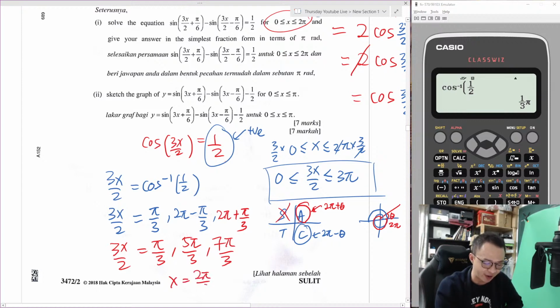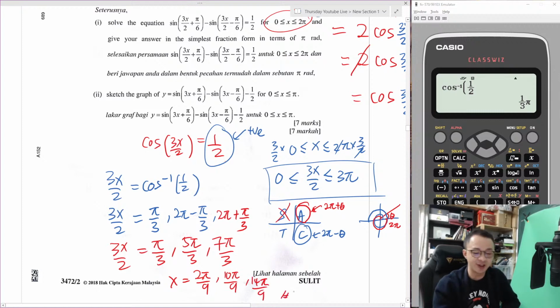2 pi over 9. You just divide 3 over 2 for the whole equation. Alright, you should be able to get the same result here. 10 pi over 9, 14 pi over 9. Done. So these are the 3 answers I will get here. So done the B1.